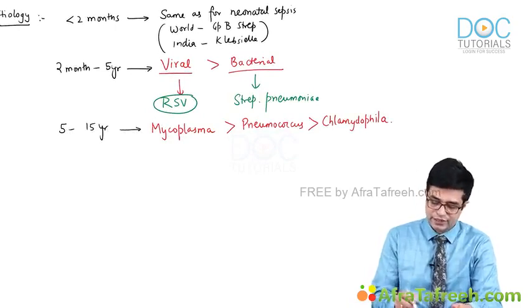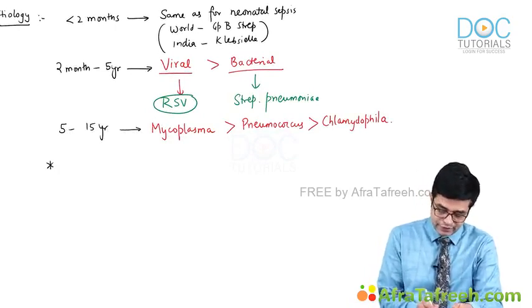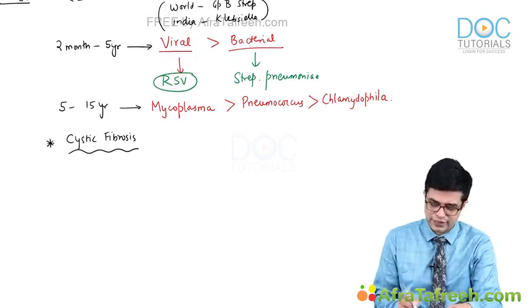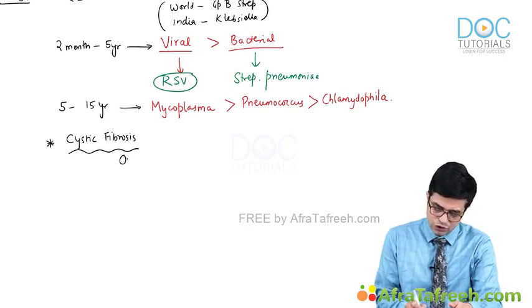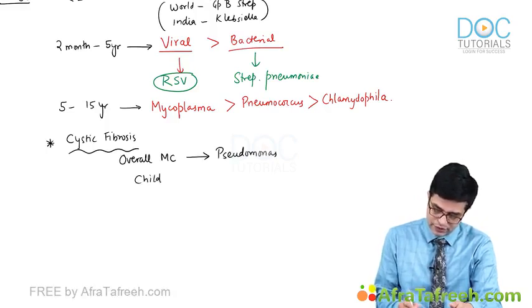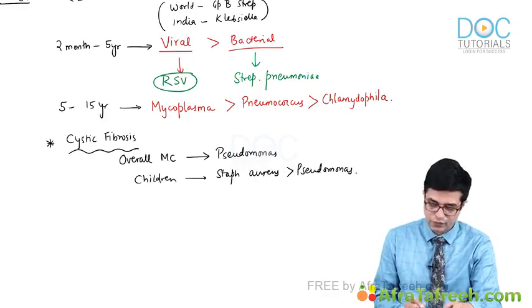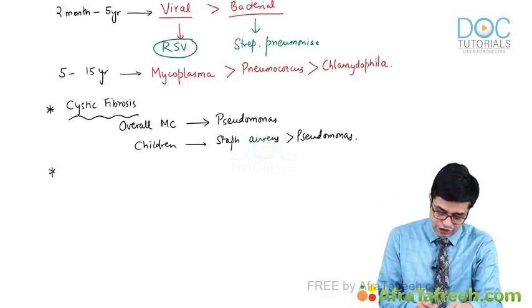As an extra edge thing, you can remember that children who develop cystic fibrosis and develop pneumonia, we have discussed in cystic fibrosis module in detail, but no harm in revising at one place. The overall most common cause of pneumonia is Pseudomonas aeruginosa. In adults also it is Pseudomonas, but in case of children, you have Staph aureus followed by Pseudomonas, right?